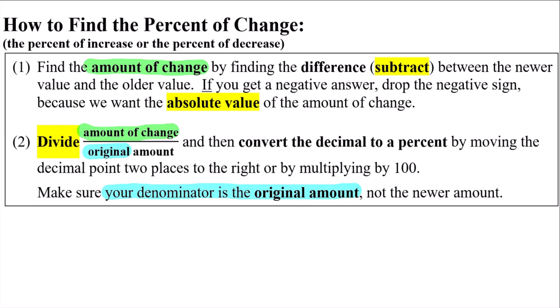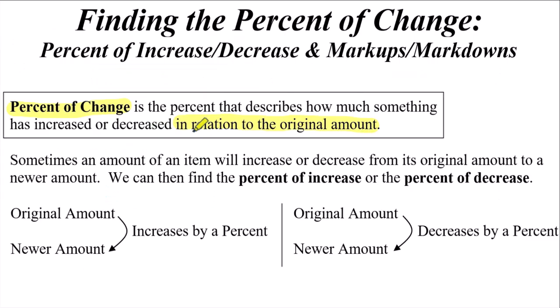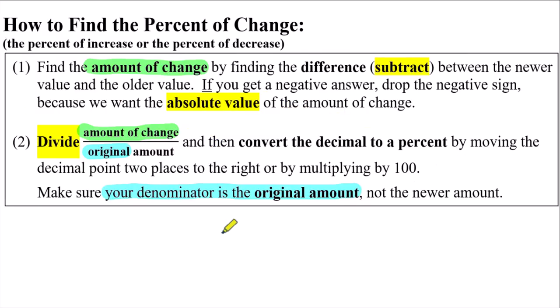That's so important. And it goes back to what I highlighted in this box. The percent of change is always in relation to the original amount. It starts at the original, then it goes up or down by a percent to get to the newer. That's why the original amount must be what you're dividing by to calculate your percent.